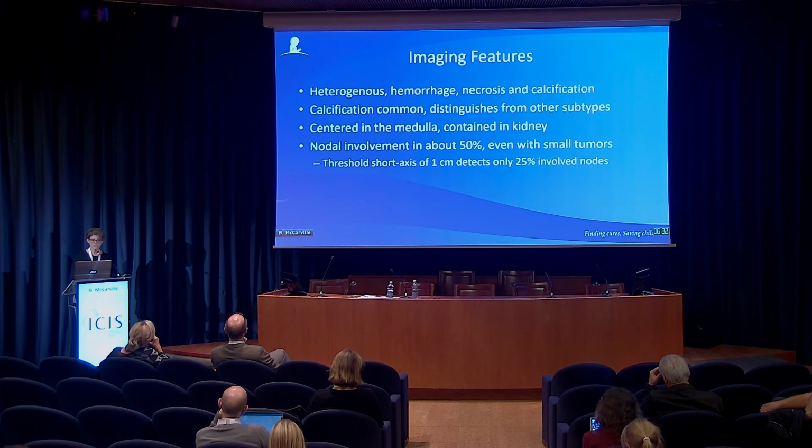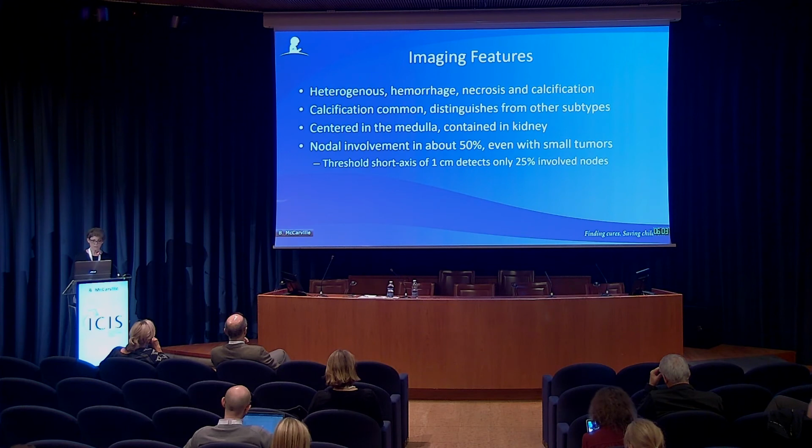These are usually smaller masses that are centered in the medulla and completely contained in the kidney. Nodal involvement is very common in this tumor type, and it's easy to miss nodal involvement by imaging. Even if we use a short axis diameter of 1 centimeter, we only detect about 25% of involved nodes in these patients. It's very important for the surgeons when they resect these tumors to do nodal sampling to correctly stage the patient.